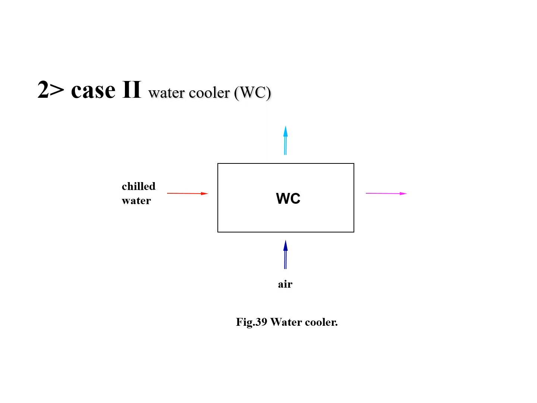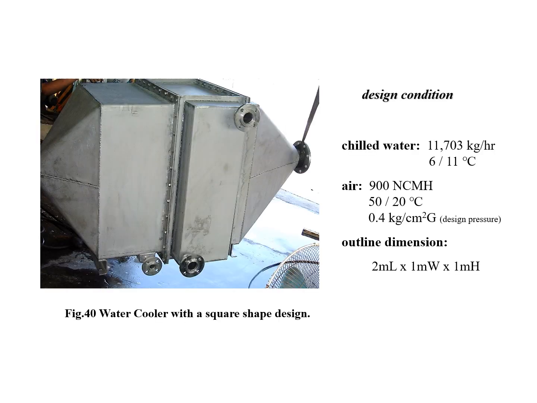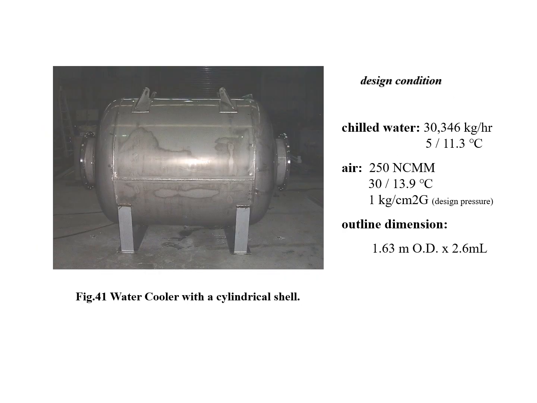Case 2. Water cooler. The water cooler is used to cool air to the required low temperature. By using chilled water, the outlet temperature of the air is cooled to 20 degrees. In this case, the pressure of air is designed up to 1 kg per square centimeter gauge. For the pressure on the shell side is very high, a cylindrical shell which uses a thinner thickness is chosen for cost reduction.